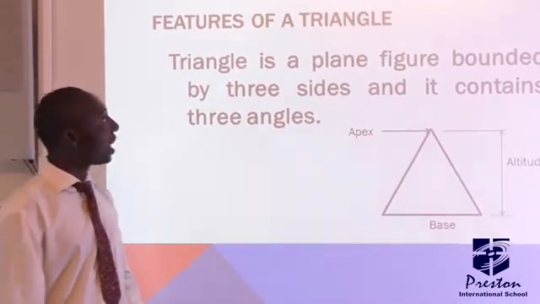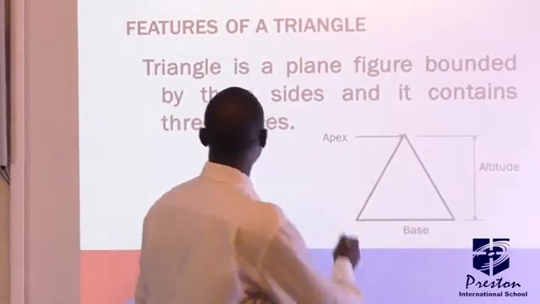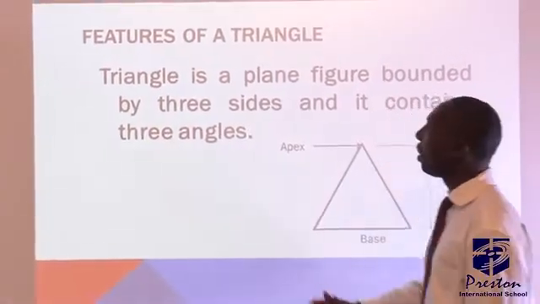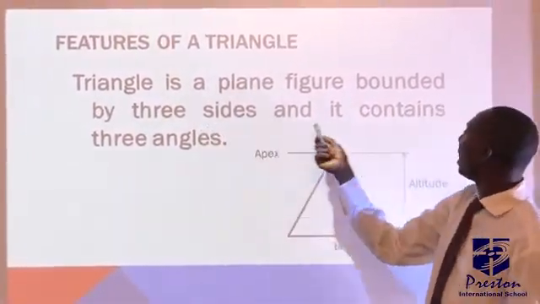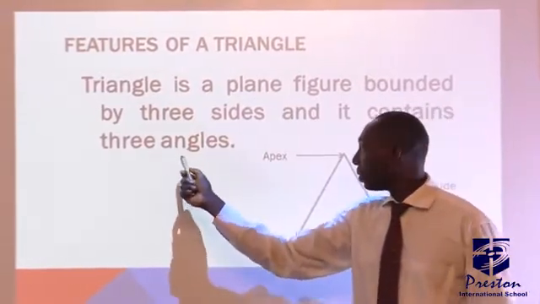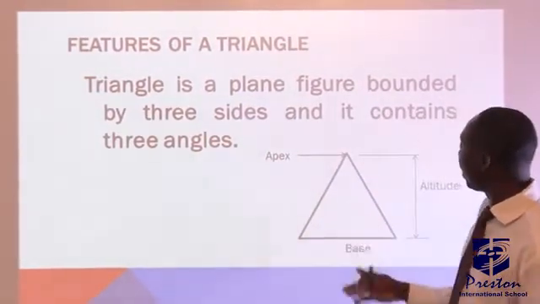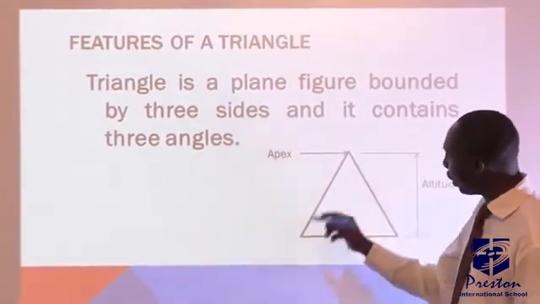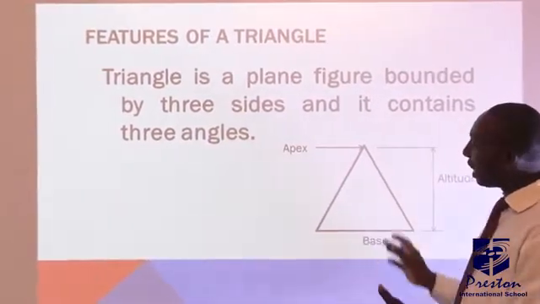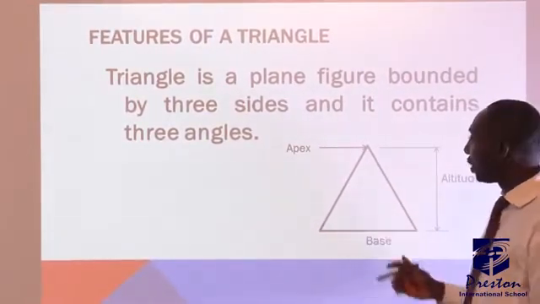Features of a triangle. A triangle is a plane figure bounded by three sides and it contains three angles. Now look at this shape. It's a plane shape, just like we see a circle, rectangle, and other shapes.